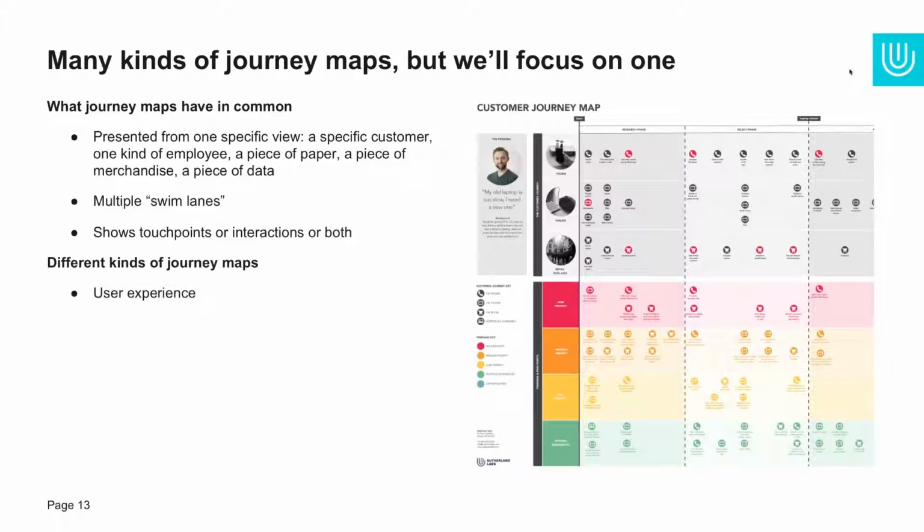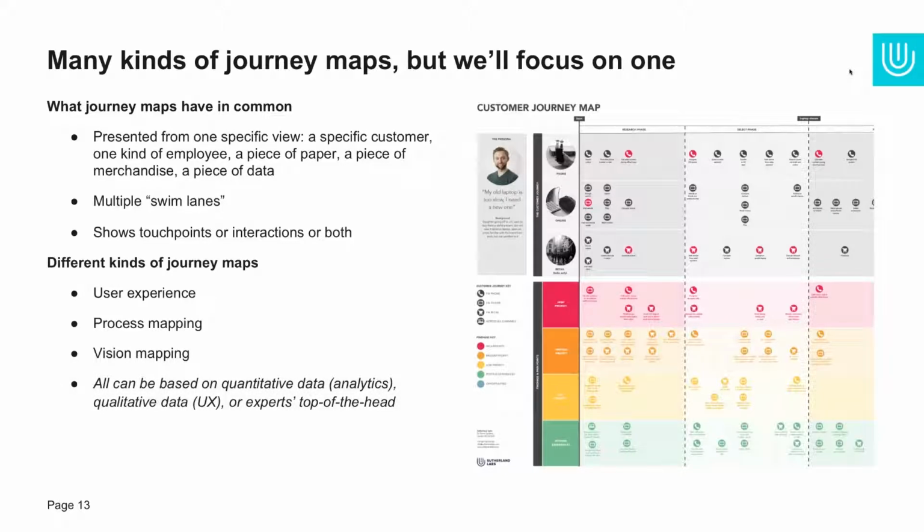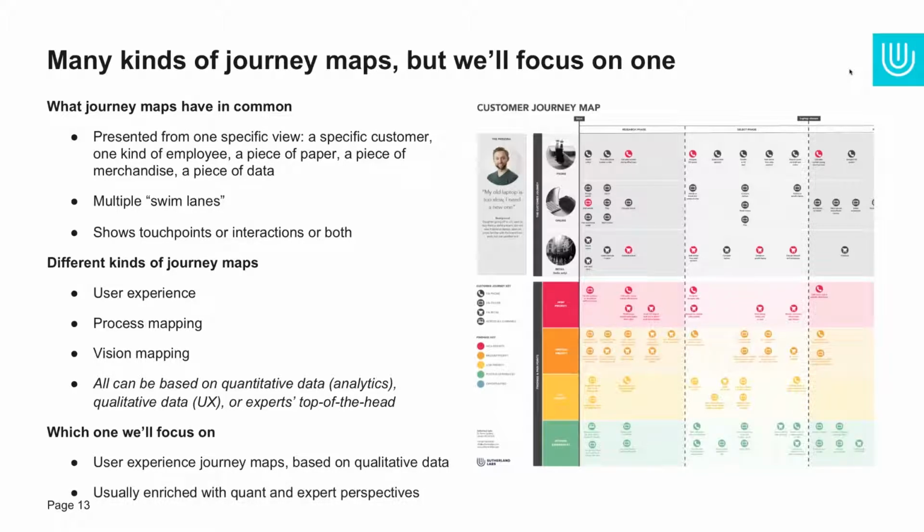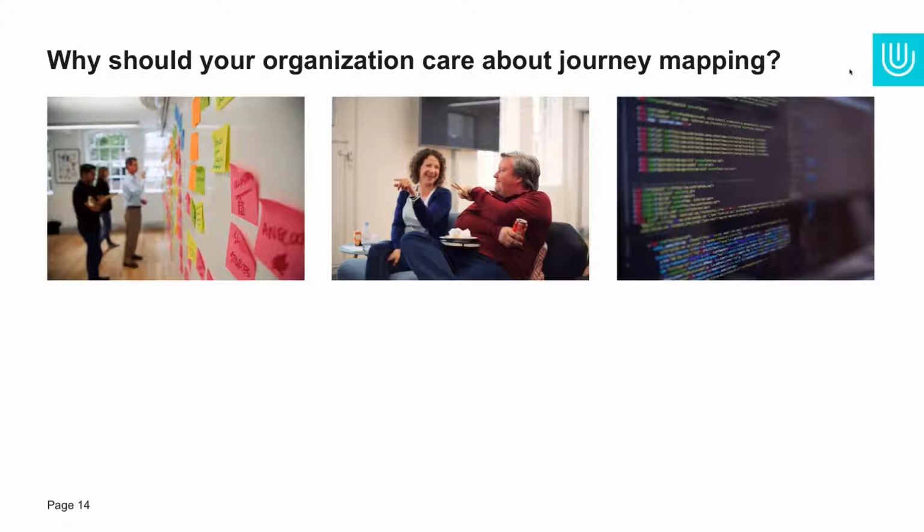It contains multiple swim lanes, as we discussed a minute ago, and those swim lanes will contain touch points or interactions. So everything somebody might do on the phone, or online, or in retail, or in their living room might be represented by one of the icons in the swim lanes. There are several different kinds of journey maps. The one that we show here is based on the user experience, but they could equally be based on process mapping, or, as we discussed before, on a future vision of what might happen, which is then called vision mapping. And all three of these can be based on quantitative data, like analytics, or qualitative data like user experience or top of the head opinion from experts.